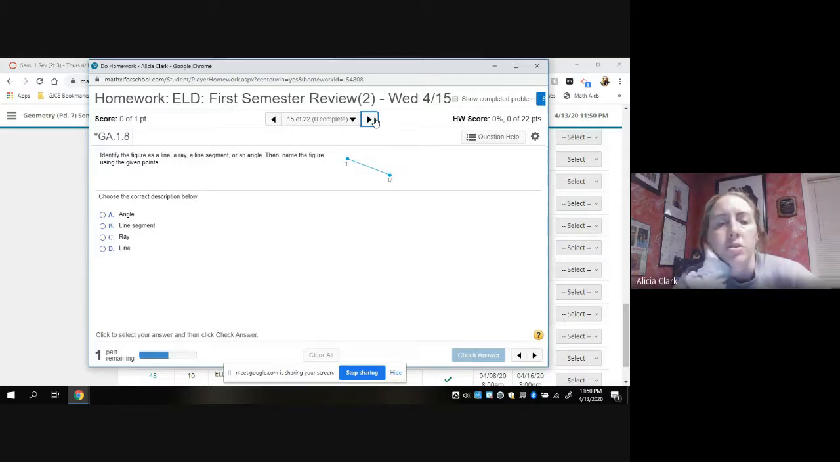Now you're going to get into identifying things as a ray, a line segment, or an angle. So remember, if it has 2 points from start to finish, that's a line segment. If it just has 1 point and it goes on forever in one direction, that's a ray. Forever in both directions would be a line.